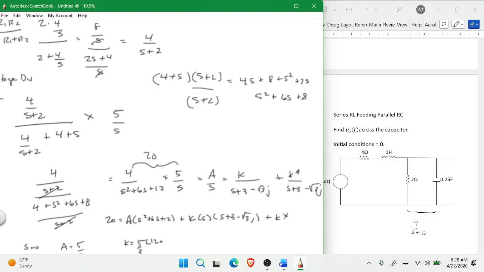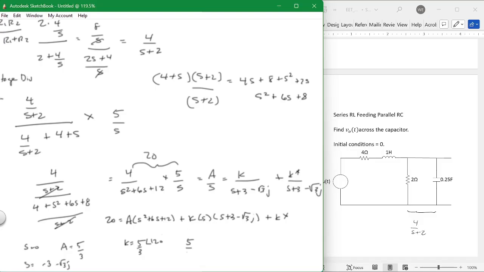Okay. Final answer: 5/3 plus 2 times 5/3 e to the minus 3t cosine of square root of 3t minus 120 degrees. Okay, any questions about number 3?